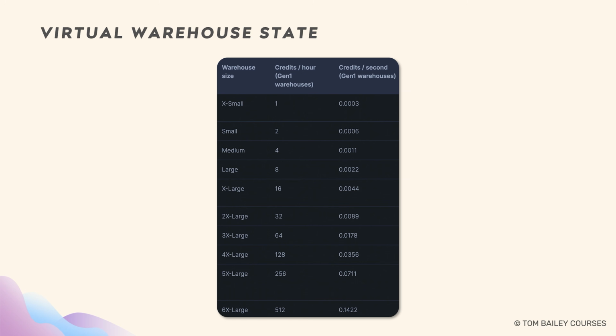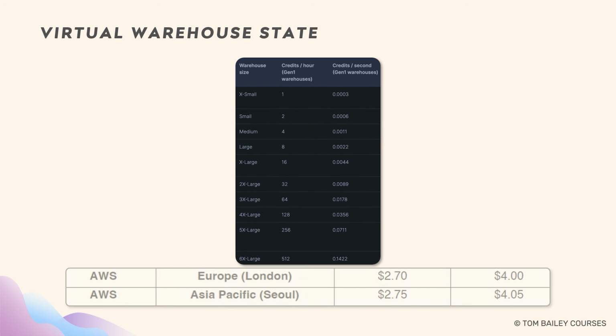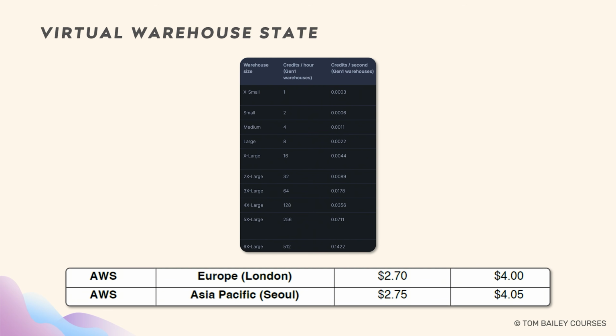Each warehouse size has a number of credits associated with it. What we're looking at here is a screen grab from Snowflake's documentation showing this. And depending on your account's region and cloud platform, a credit will equate to a different dollar value. Here we're contrasting credit values of the regions London and Seoul for AWS accounts. So, what you need to remember here is that the larger the warehouse size and the longer it's in the started state, the more you'll be charged.